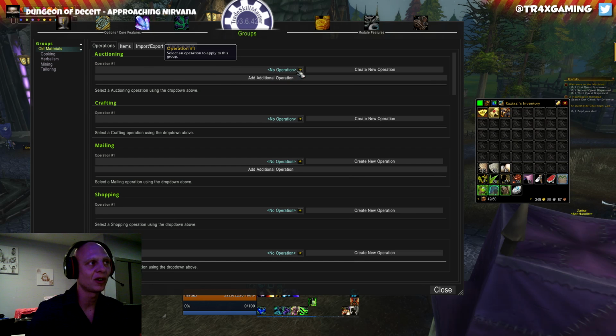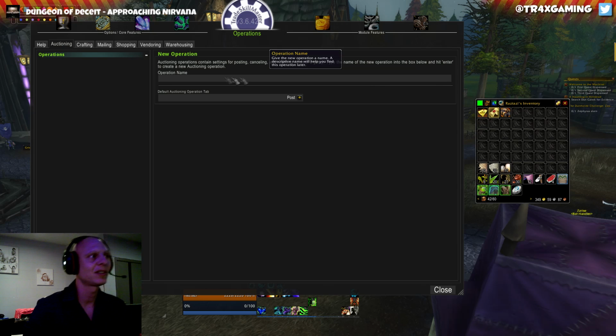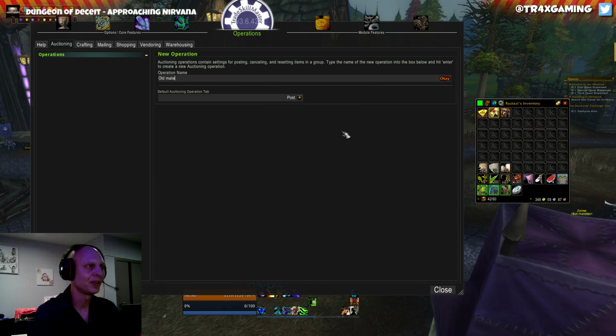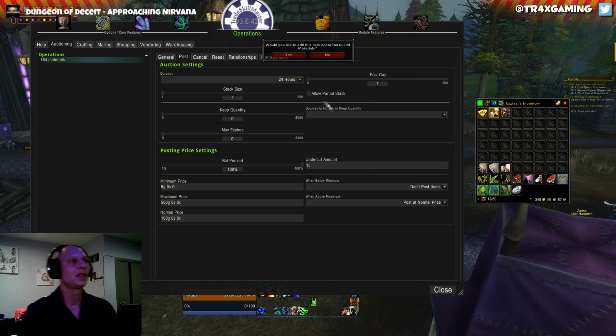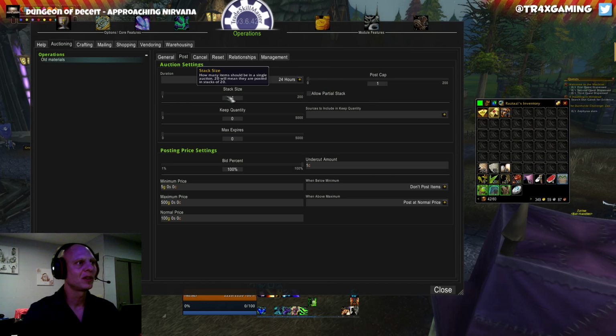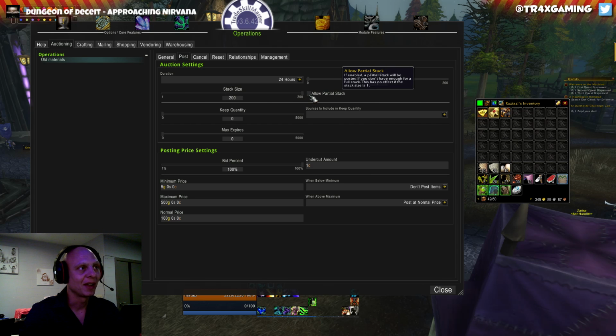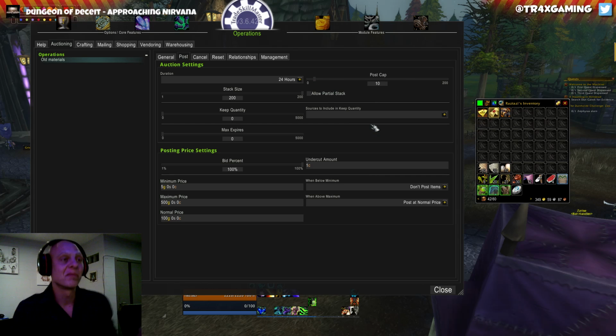You have an auctioning operation. You can select a new one. So I'm just gonna call it old materials. So what do you use? You could use a full stack size. You just pull this little block here and put it on 200, and then a post cap. How many stacks of 200 you want to post? So let's say, well, 10, or you can go unlimited or just one.